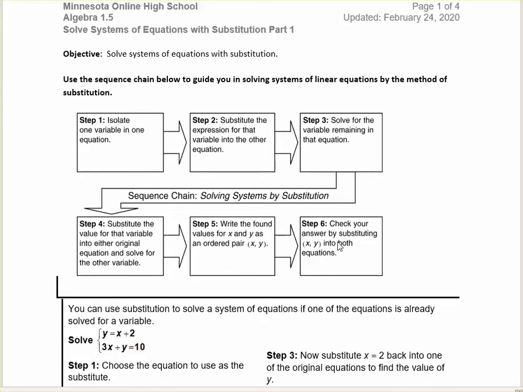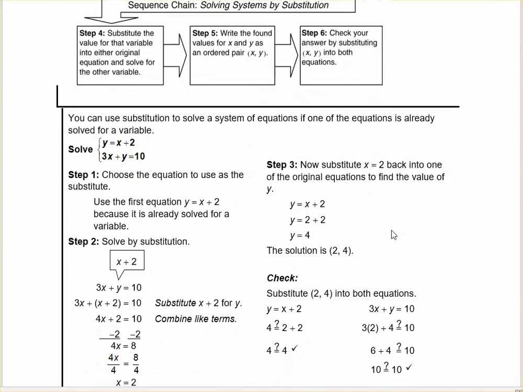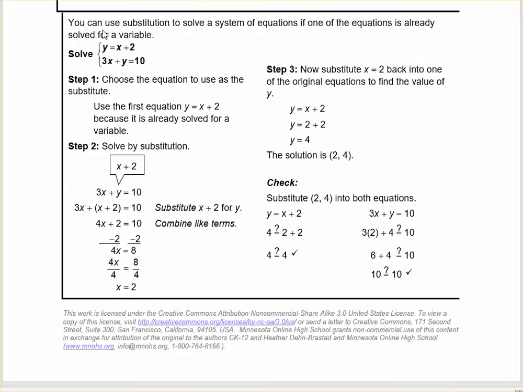And the last step is to check by the same way that we did in the last assignment, by taking the value of x and the value of y and plugging them into both equations and making sure that you get a true equation. Let's look at an example. So here we have y equals x plus 2 and 3x plus y equals 10. So our first step is to solve one of these equations for a variable, but that's already done. We already have y equals x plus 2. So we're going to start with that. So y is equal to x plus 2. That means every time we see a y in the second equation, we can replace it with x plus 2.